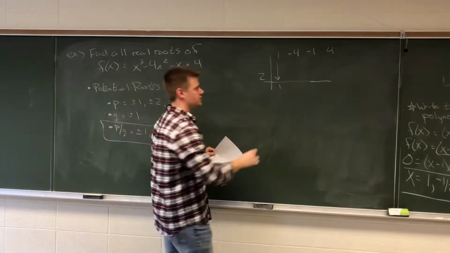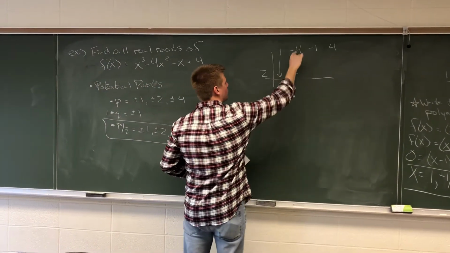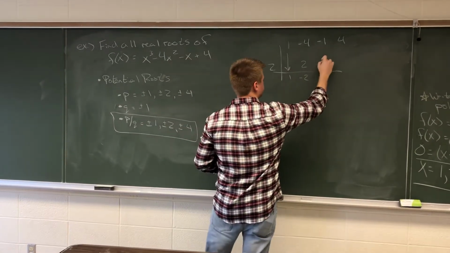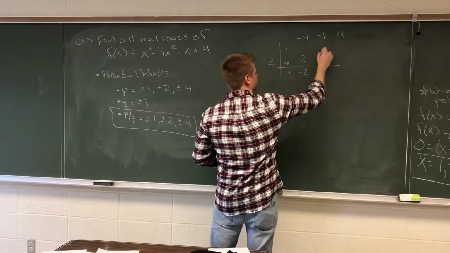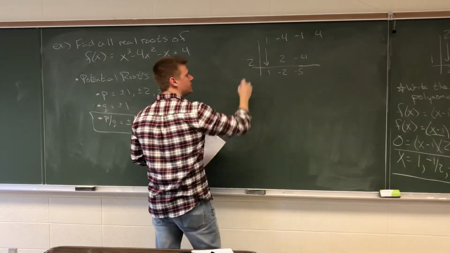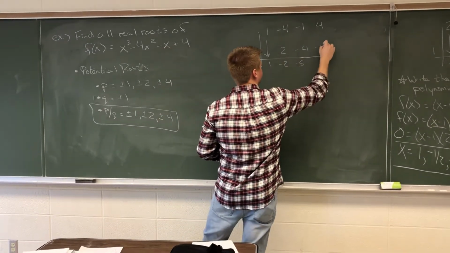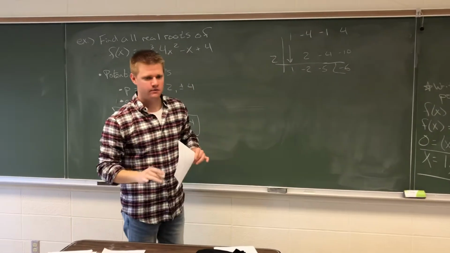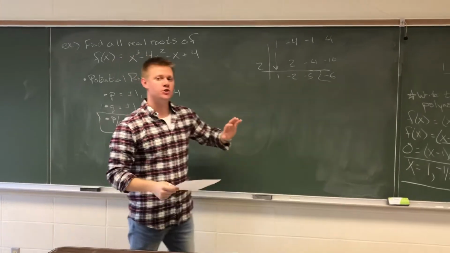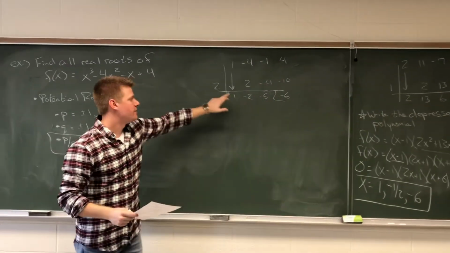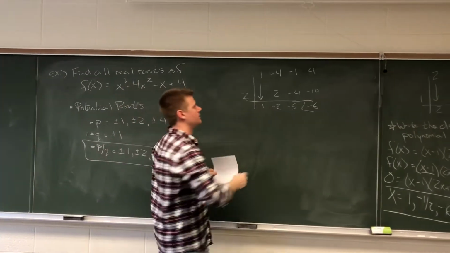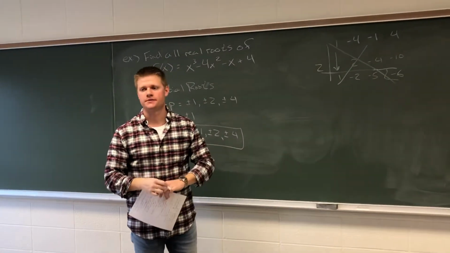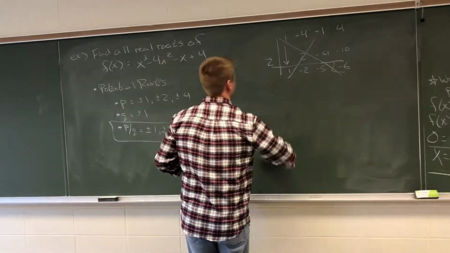2 times 1 is 2. Negative 4 plus 2 is negative 2. 2 times negative 2 is negative 4. Negative 1 minus 4 is negative 5. 2 times negative 5 is negative 10. If I add this column now, I get a remainder. So let me emphasize, when we do not get a remainder of 0, this is not one of our answers. I have to scrap that whole process and try something else. And again, I know I did find something that worked last time.